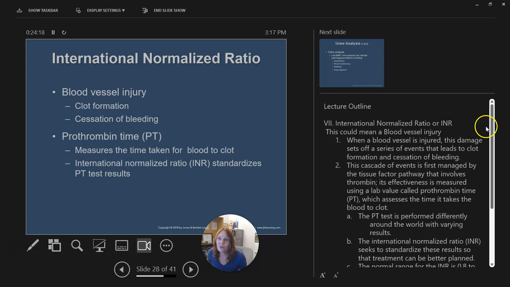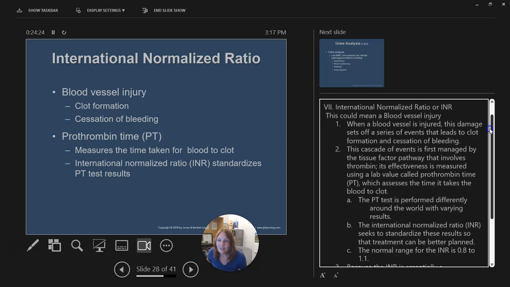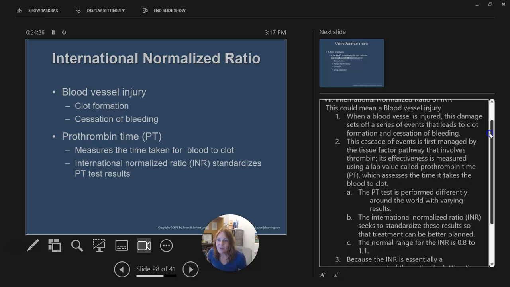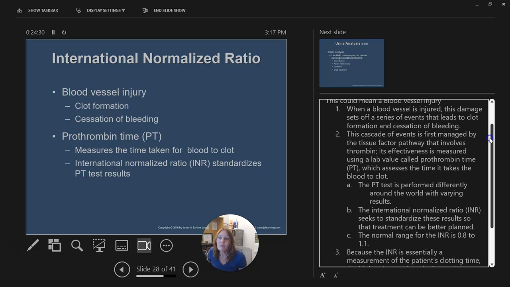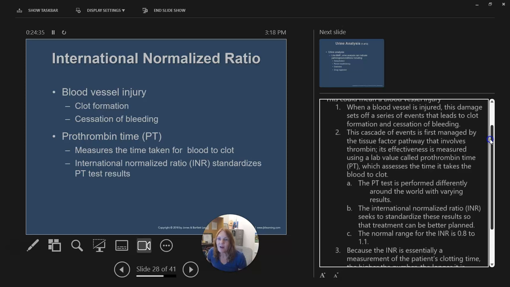Our international normalized ratio, or INR, this could mean a blood vessel injury. When a blood vessel is injured, this damage sets off a series of events that leads to clot formation and the cessation of bleeding. That's how we stay alive. So the cascade of events is first managed by the tissue factor pathway that involves thrombin.